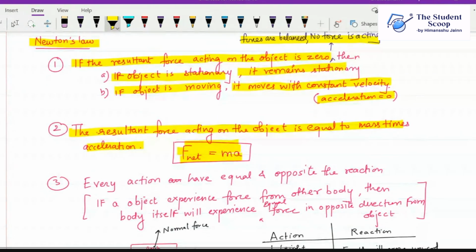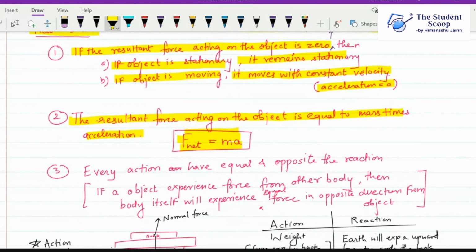Now there are a lot of misconceptions regarding Newton's third law. We'll try to understand it in a much deeper sense. Everybody knows that Newton's third law is that every action has an equal and opposite reaction. But I like to go into more detail so that we can understand fully what it means and what it does not mean.